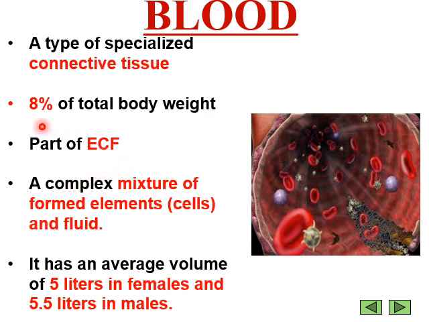It's about 8% of the total body weight. It's a complex mixture of formed elements and a fluid portion. We'll discuss what the formed elements are and what the fluid portion is. It has an average volume of about 5 liters in females and about 5.5 liters in males. Now, this is due to differences in body size between males and females.